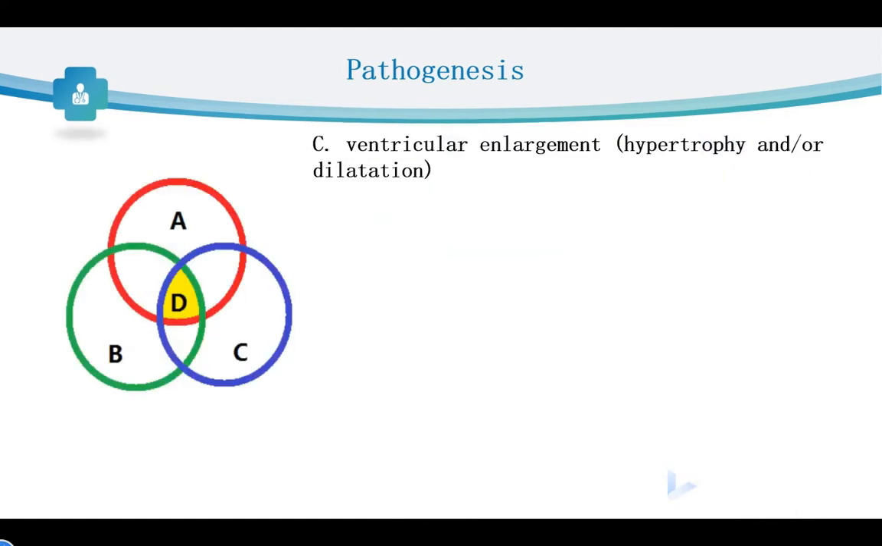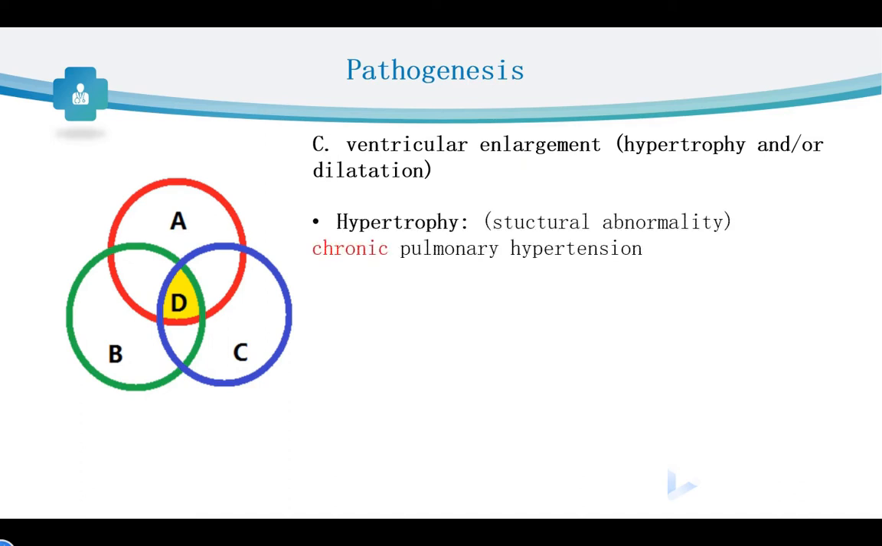Once there is pulmonary hypertension, it will induce ventricular enlargement of the right heart. For example, if pulmonary hypertension exists for a long time, there will be hypertrophy of the right ventricle because of this chronic pulmonary hypertension. It also belongs to a structural abnormality of the right ventricle.